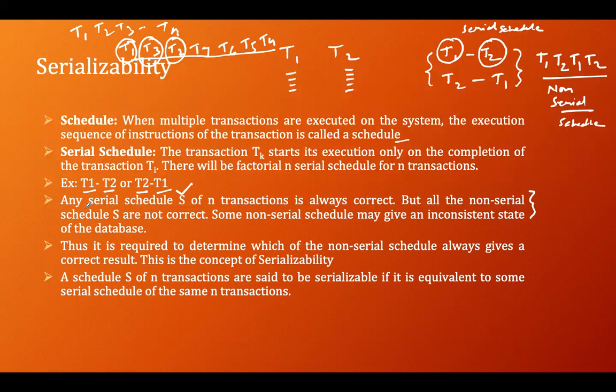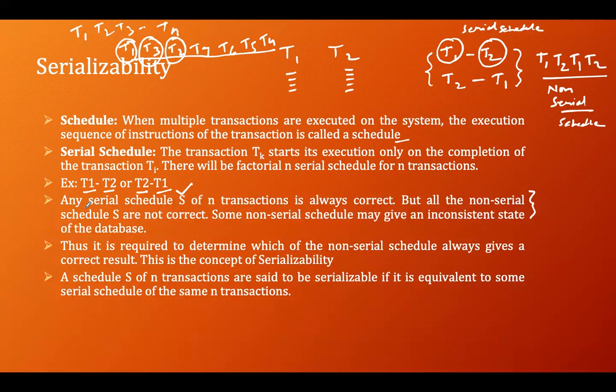Now, what is the property of the non-serial schedule? A non-serial schedule may give you an inconsistent state in the database. There is a chance that after the execution of a non-serial schedule, your database will go to an inconsistent state.